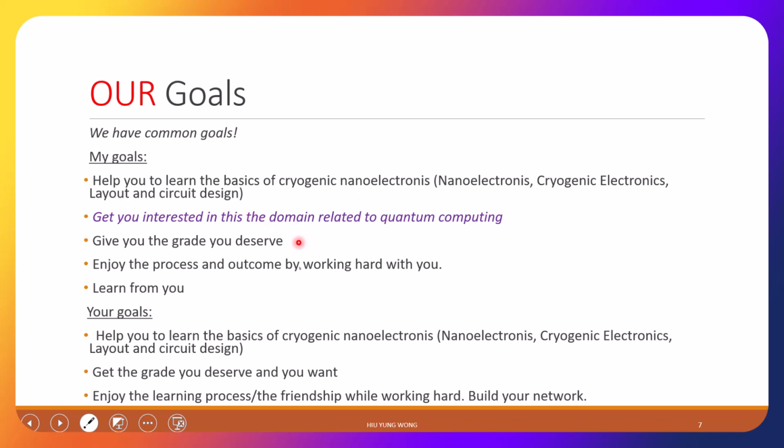I also hope you can get interested in this domain, because when we talk about cryogenic electronics, I will try to link it to its application. Not that explicitly, but you will see why we need the cryogenic transistor, the design skill of it, and why we need the low noise amplifier at cryogenic temperature.